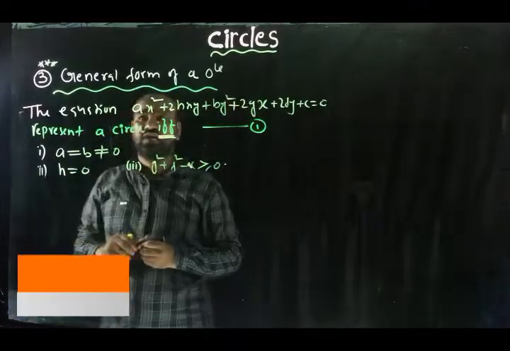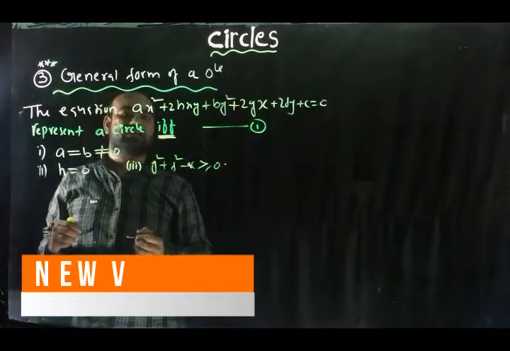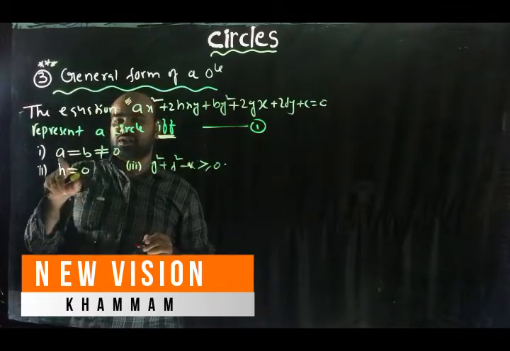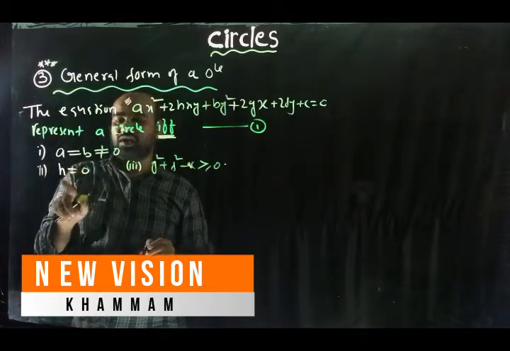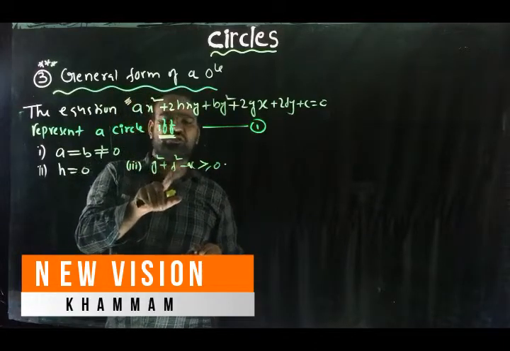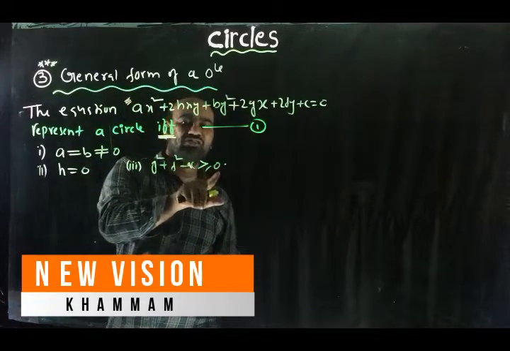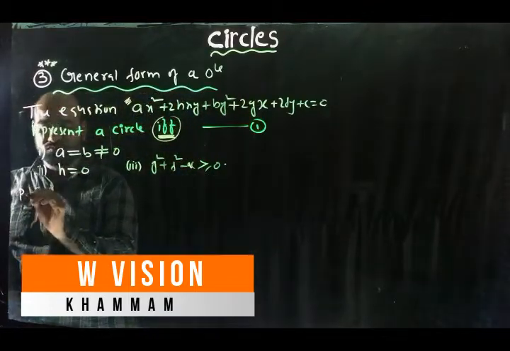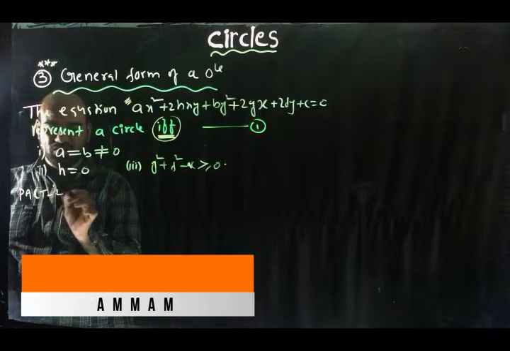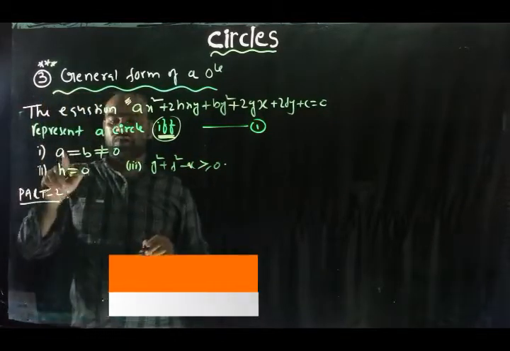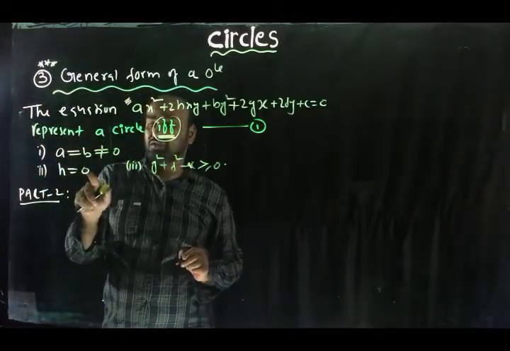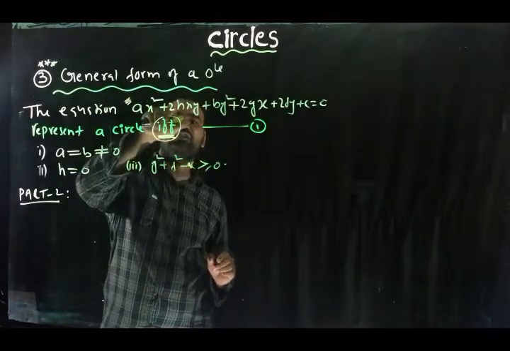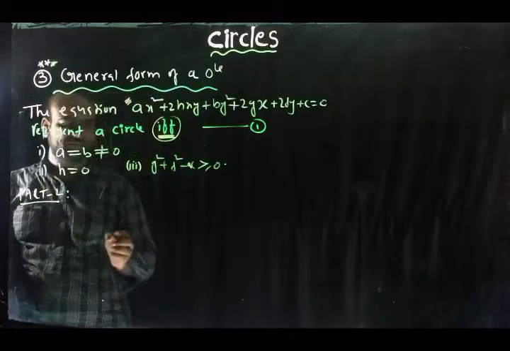Okay students, in part 1 we observe that if this equation represents a circle, then a equal to b not equal to 0, h equal to 0, and g square plus f square minus ac greater than or equal to 0. But the condition is if and only if. That's why, in part 2, we will prove that if a equal to b not equal to 0, h equal to 0, and g square plus f square minus ac greater than or equal to 0, then this will represent a circle.